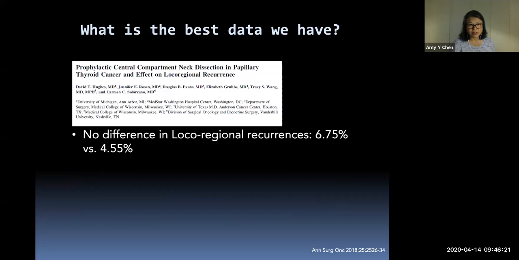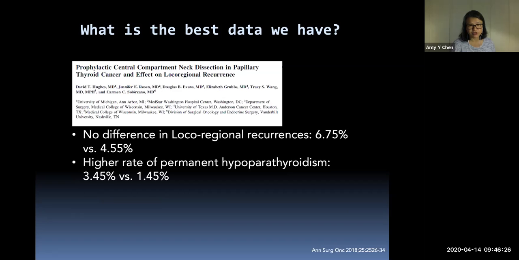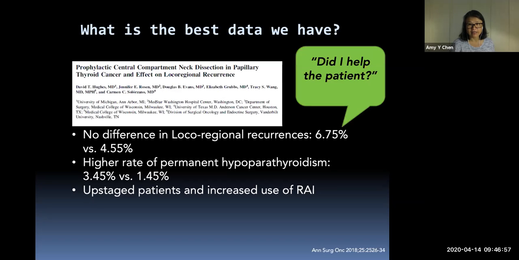So basically, here's another study that looks at, there's no difference in local regional recurrence. There is a higher rate, again, so this study corroborates the previous study. And it did upstage the patients and increase the use of RAI. Now, RAI is thought to be a pretty benign procedure. However, it has been linked to second primary cancers. It can also cause xerostomia. It renders the patient infertile for at least a year or so. And so it's very important to consider the use of RAI and the appropriate use of RAI.